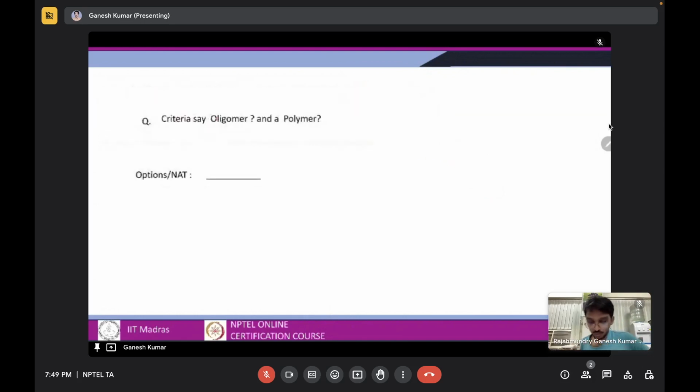Coming to the last two, there is one more question left. When can you say a polymer is an oligomer or a polymer? This is what is represented in most of the polymer physics books. If you want to say an oligomer, the molecular weight has to be less than 20, and if you have to say a polymer, the molecular weight has to be greater than 100.